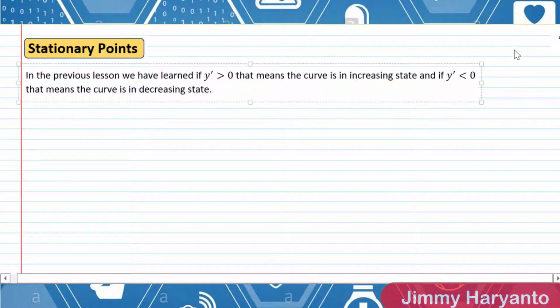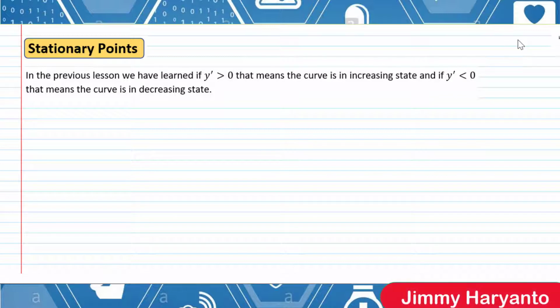Okay guys, we will continue the lesson. So the next is stationary points. In the previous lesson we have learned that if we have dy/dx greater than 0, that means the first differentiation is greater than 0, which means the curve is in increasing state. And if dy/dx is less than 0, that means the curve is in decreasing state. I hope that you remember the previous lesson.